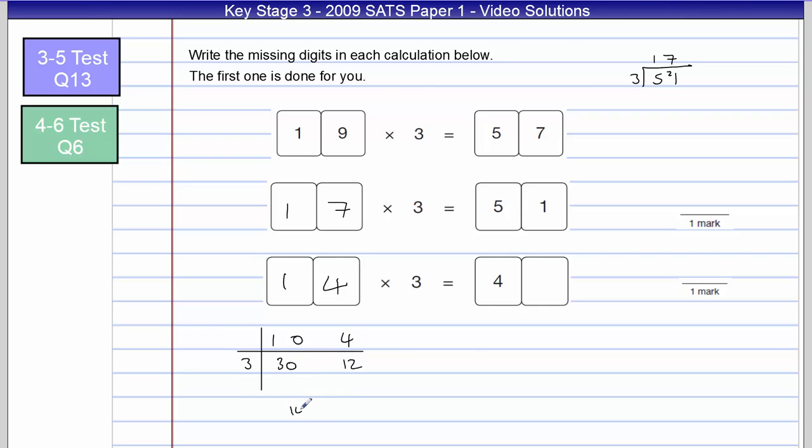This is going to give me 14 times 3 equals 42 if I add the 2 bits in my grid. So that would work. You could also here have 15 times 3 is 45, or 16 times 3 equals 48. So there are 3 possible answers for this last part.